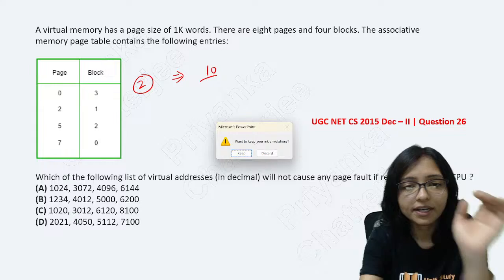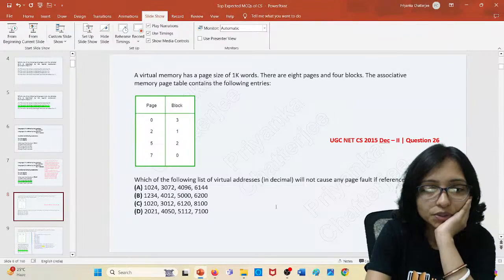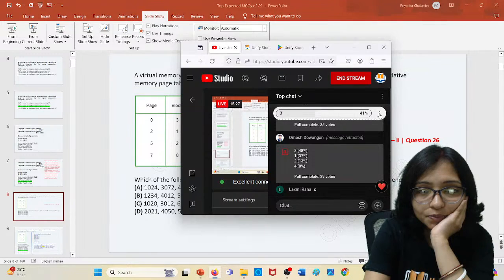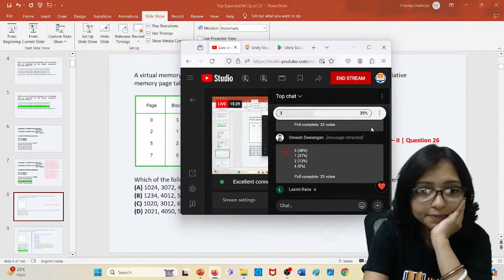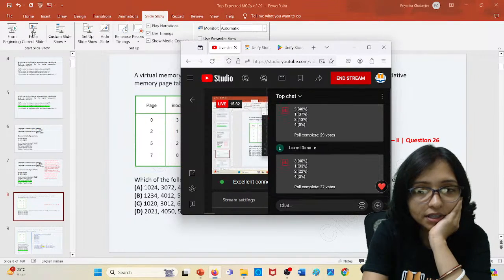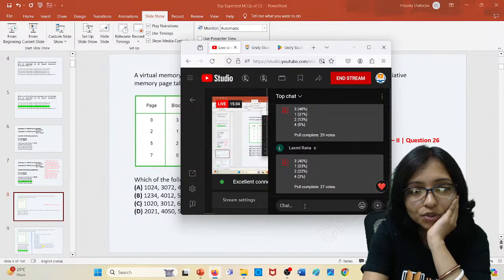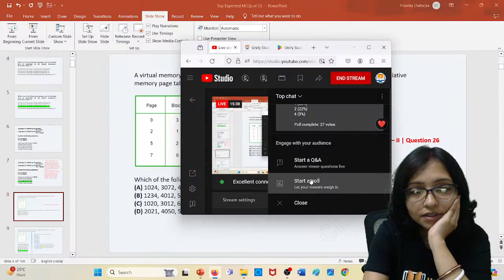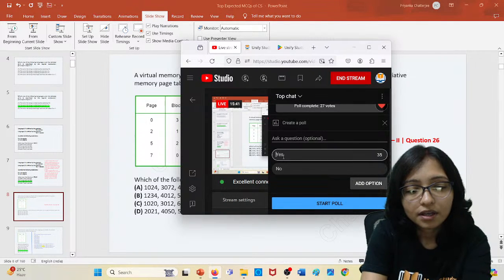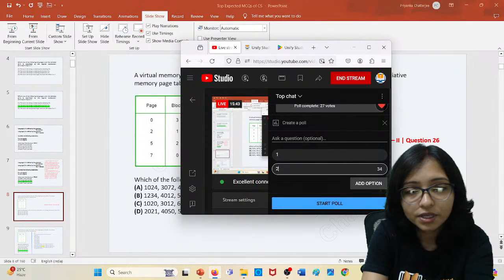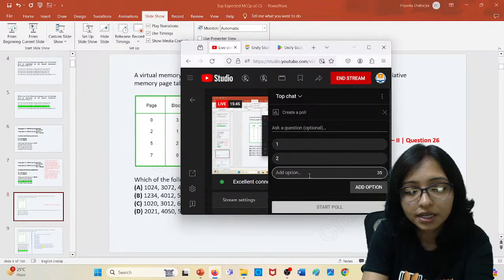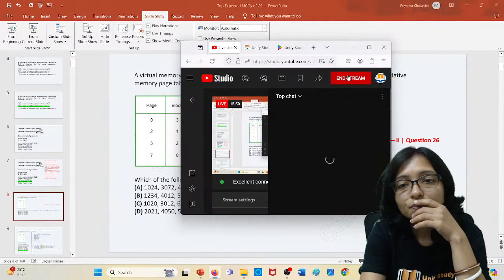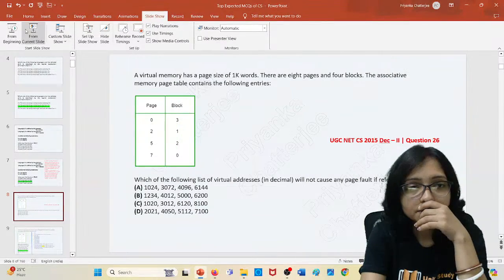Sure. First I will end the poll, then I will show you the answer. So your poll has ended here. Most of you are giving the correct answer, but I am showing you what the answer will be here. I am giving the poll for the next question. After that I will show you the next question and explain the answer also. This poll started for the next question.